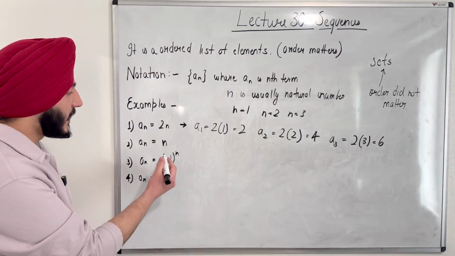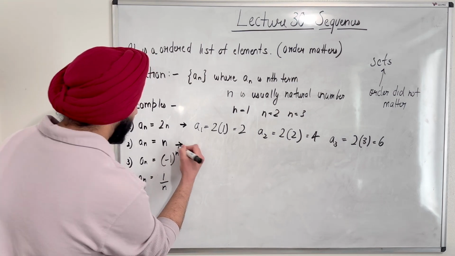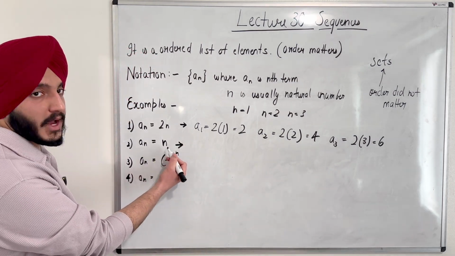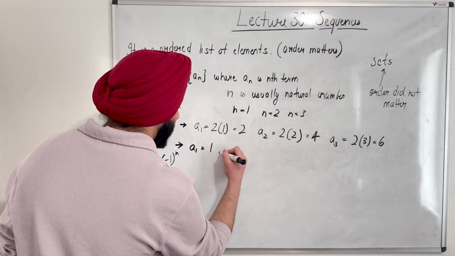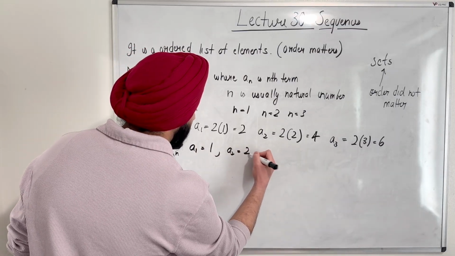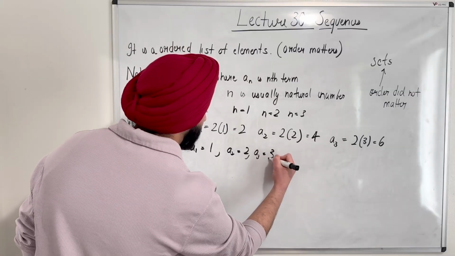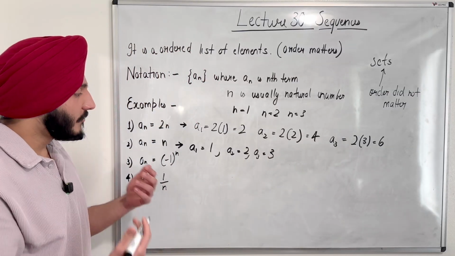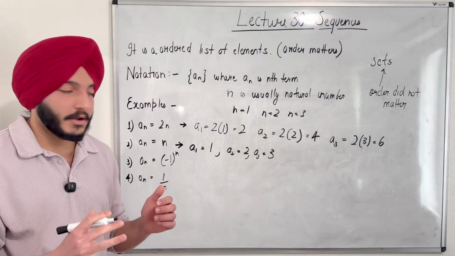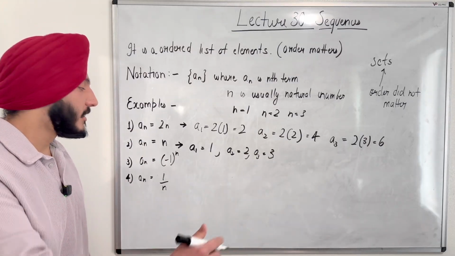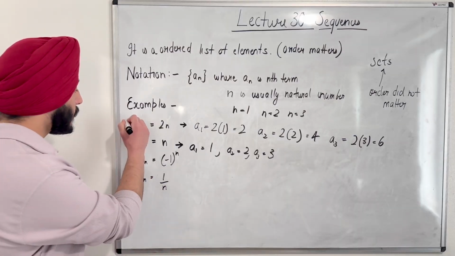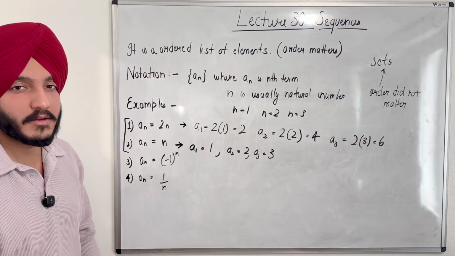And let's look at the second one now. In the second one, it says an is equal to n, right? So a1 would simply be 1, a2 would simply be 2, a3 would simply be 3. So this is just basic numbers. We can say natural numbers keep going on, from 1, 2, 3, 4, 5, 6 until the very end, right? Now, these two were just very simple sequences, I should say.